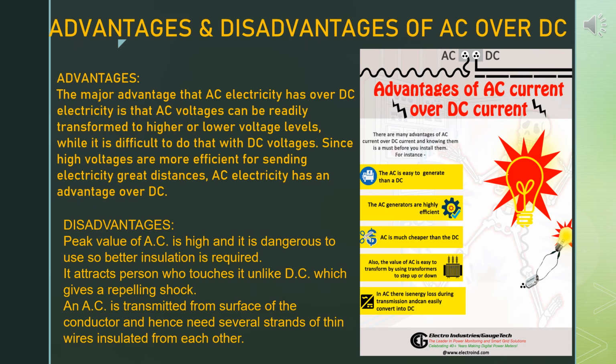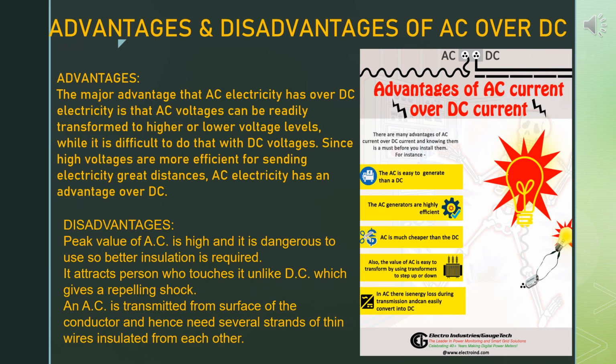Now, what are the disadvantages? Yes, some disadvantages are also there over DC. The peak value of AC is high and it is dangerous to use, so better insulation is required. It attracts a person who touches it, unlike DC, which gives a repelling shock. And AC is transmitted from the surface of the conductor and hence needs several strands of thin wires insulated from each other.